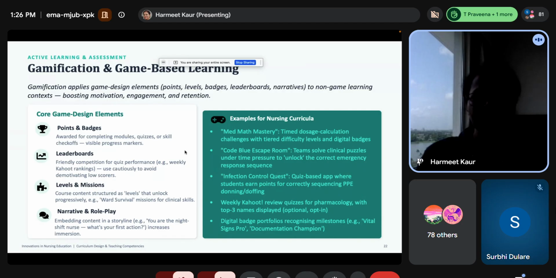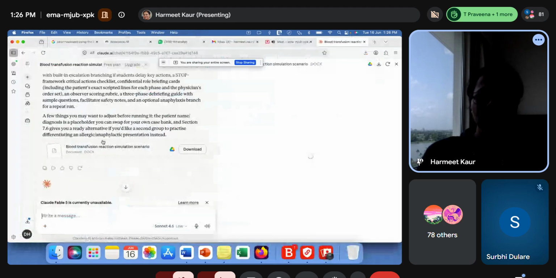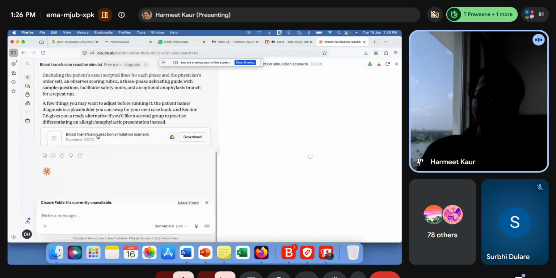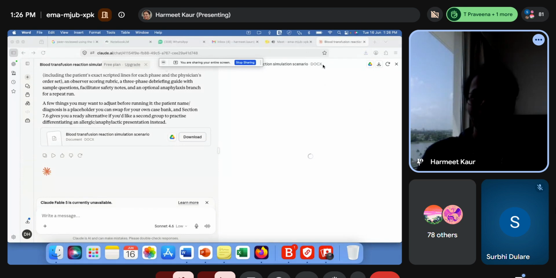Okay, so let us see if Claude has come out with something. You see, now it has prepared this blood transfusion reaction simulation scenario. You can actually download it. It has come out very nicely in Word format. Let us see it in Word format.